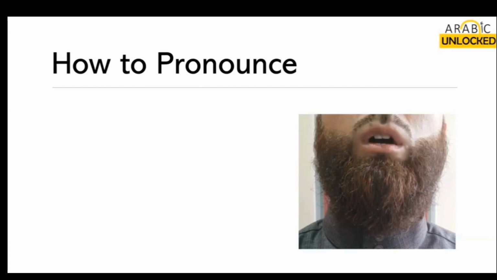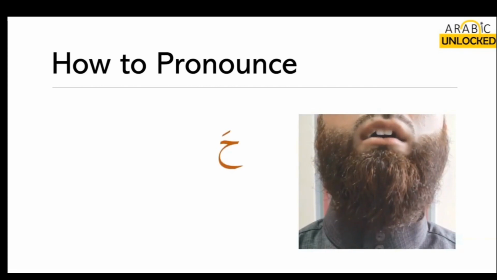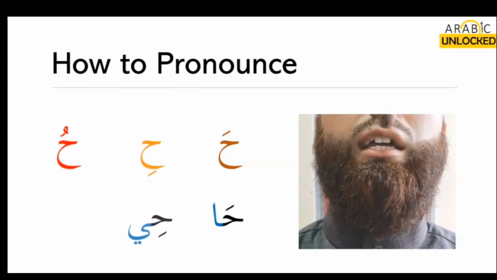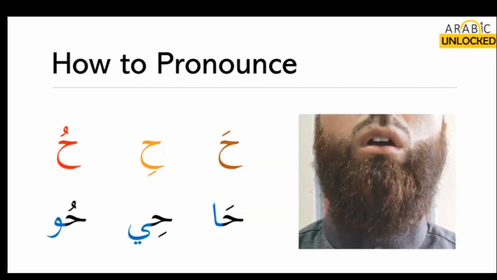Now let's listen to how to pronounce the letter Ha. Ha, He, Hu, Ha, He, Hu. So the letter Ha with a fatha, which is the line above it, makes a Ha sound. The Ha with a kasra, which is the line beneath it, makes a He sound. And the Ha with a dhamma, which is the curly line above it, makes a Hu sound.